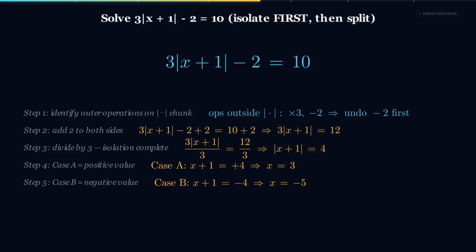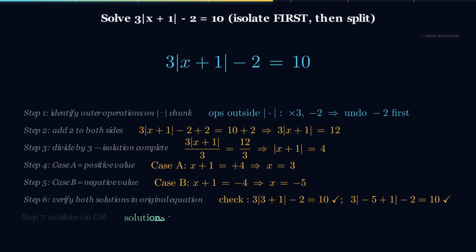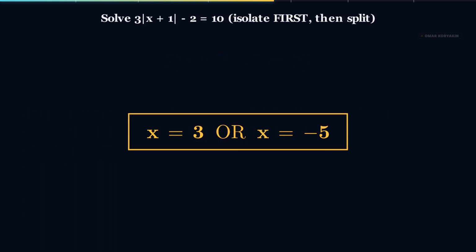For x equals 3, 3 times absolute value of 3 plus 1, minus 2, equals 3 times absolute value of 4, minus 2, equals 3 times 4 minus 2, equals 12 minus 2, equals 10. Match. For x equals negative 5, 3 times absolute value of negative 5 plus 1, minus 2, equals 3 times absolute value of negative 4, minus 2, equals 3 times 4 minus 2, equals 12 minus 2, equals 10. Match. Both solutions verified. So the solutions are x equals 3 or x equals negative 5.